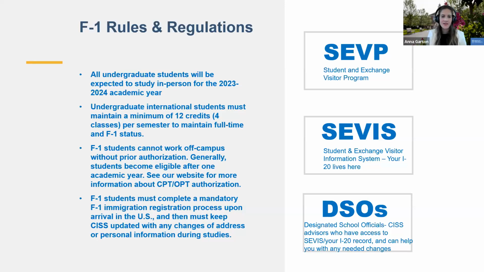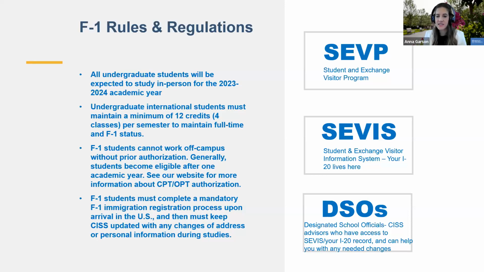So firstly, all undergraduate students will be expected to study in person for the 2023-2024 academic year. During COVID, we had more of a hybrid and remote model. That's not the case anymore.